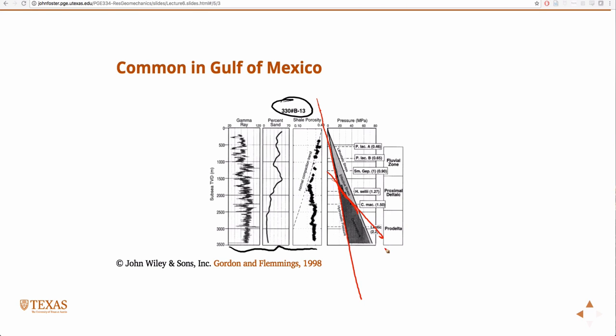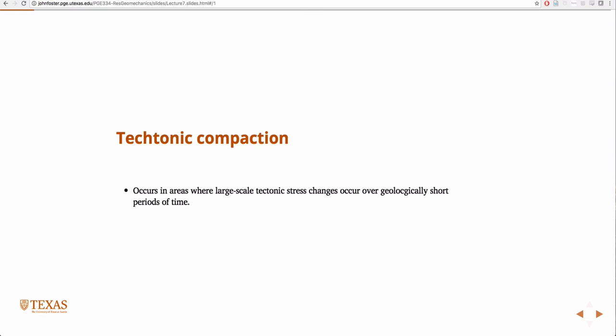In the Gulf of Mexico. And why is this so common in the Gulf of Mexico? Because of the Mississippi River. The Mississippi River deposits sediment at a rate faster than the characteristic diffusion time of the shales that cement. So that's probably the most understood overpressure mechanism.